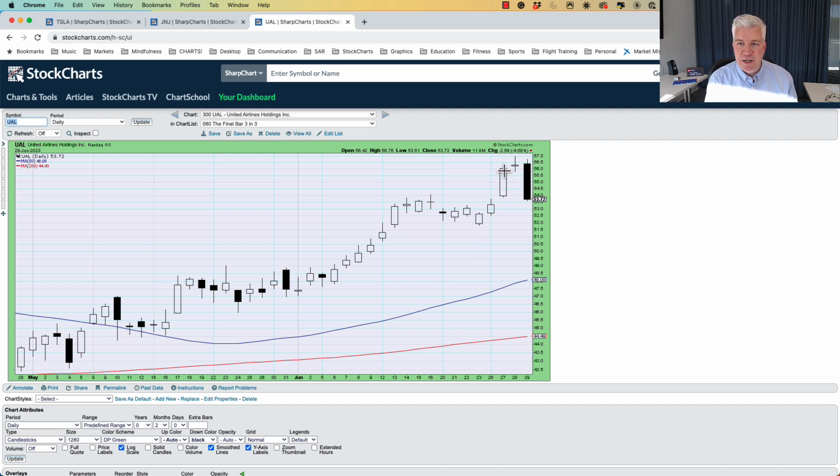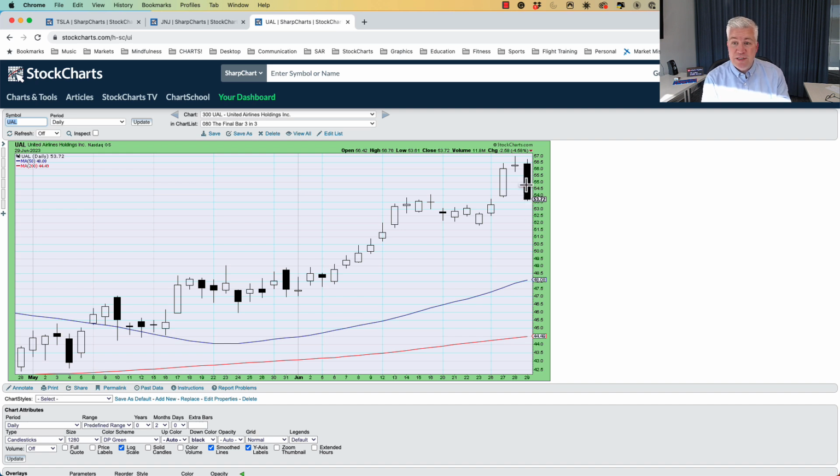There's a big up day, a doji candle where the open and close are almost identical, so it looks like a little cross on the chart, and then a big down day. That's it. 3 bars, right? A big up day, the doji candle, and a big down day. Now, what does this tell us?